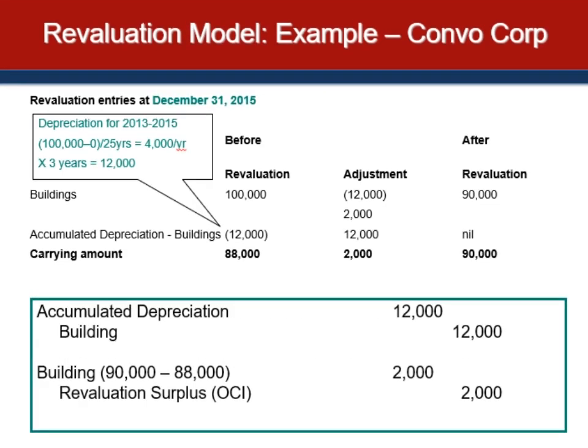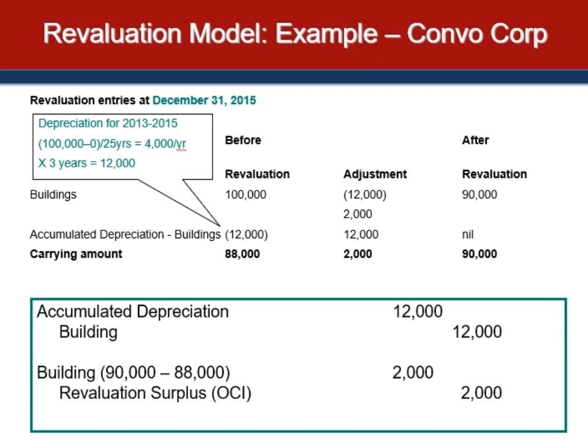Well, at December 31st, 2015, the value of the building has gone down to $90,000. And we've been depreciating it for 3 years. So $4,000 per year times 3 years, we've depreciated $12,000. So before the revaluation, we've got a cost of $100,000. Accumulated depreciation is $12,000, so that gives us a carrying amount of $88,000.